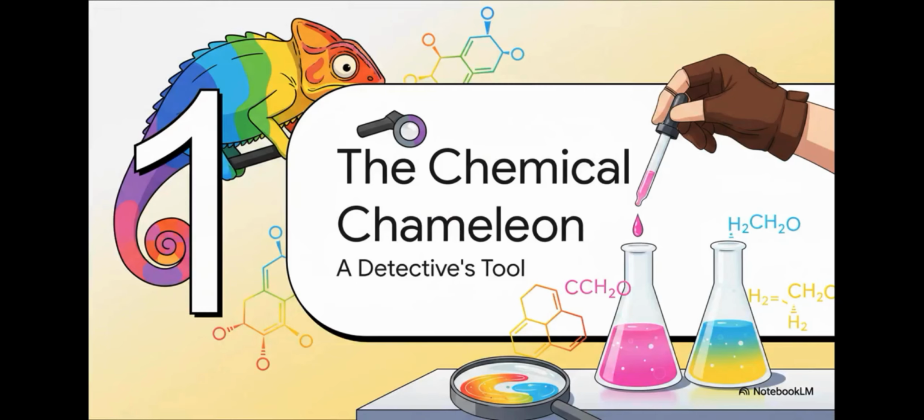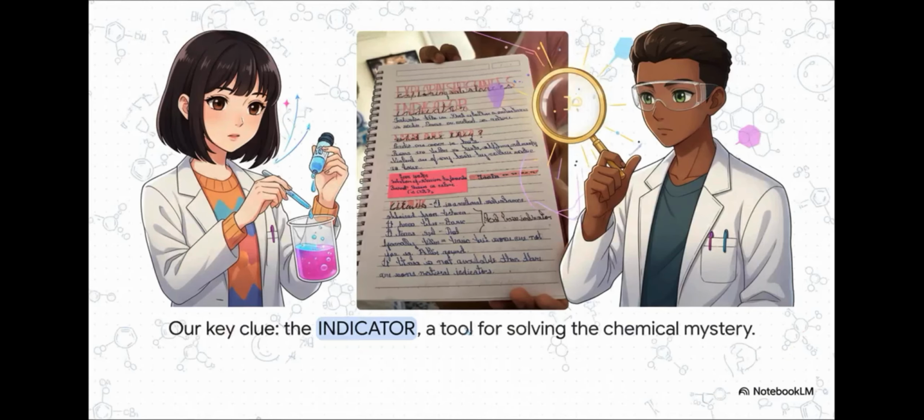Well, every good detective needs a secret weapon, a special tool of the trade. And in chemistry, our tool is kind of like a chemical chameleon, something that changes color to reveal the truth. And that tool has a name. Looking at the original notes we're working from, one word is our biggest clue: indicator. This single word is the key to solving our entire mystery.